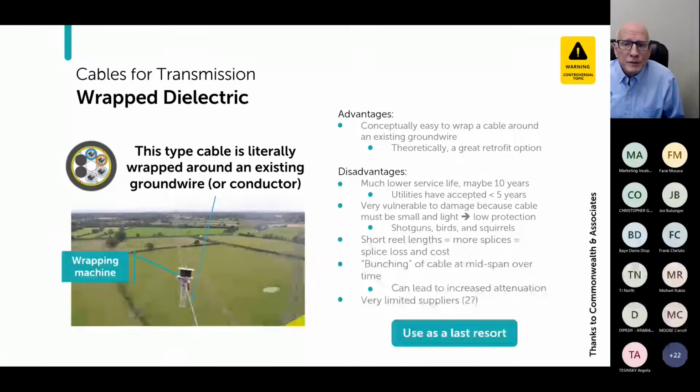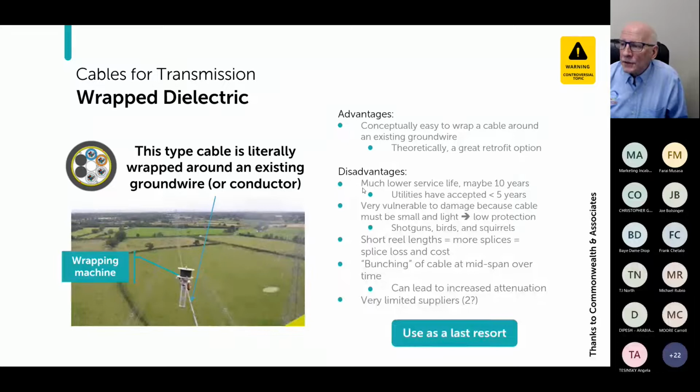Last up for the transmission applications is wrapped cable. This type of cable is literally wrapped around an existing ground wire, but it could also be one of the phase conductors. You use a special machine. Again, a great concept, especially as a retrofit option, right? You've got an existing line with a conventional shield wire and you want to get fiber to it. This sounds great, but unfortunately, it comes with some significant disadvantages.